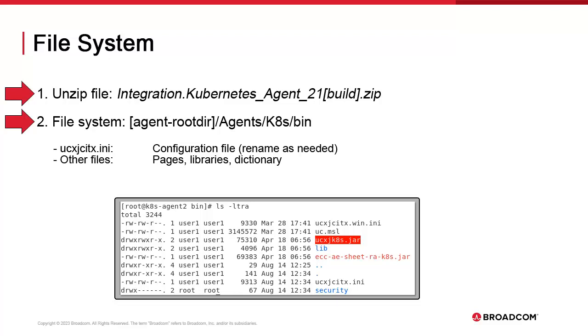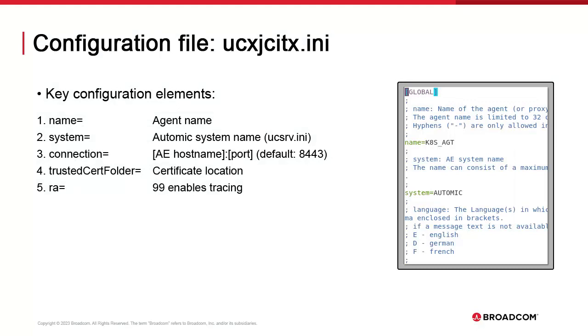You find two ini files, ucxj-citx.win or .unix. Based on the platform, rename the ini and remove Win or Unix. The other files contain interface elements, libraries, or the dictionary. They can be ignored. Let's consider ucxj-citx.ini. Like all other agents' inis, it contains config values.